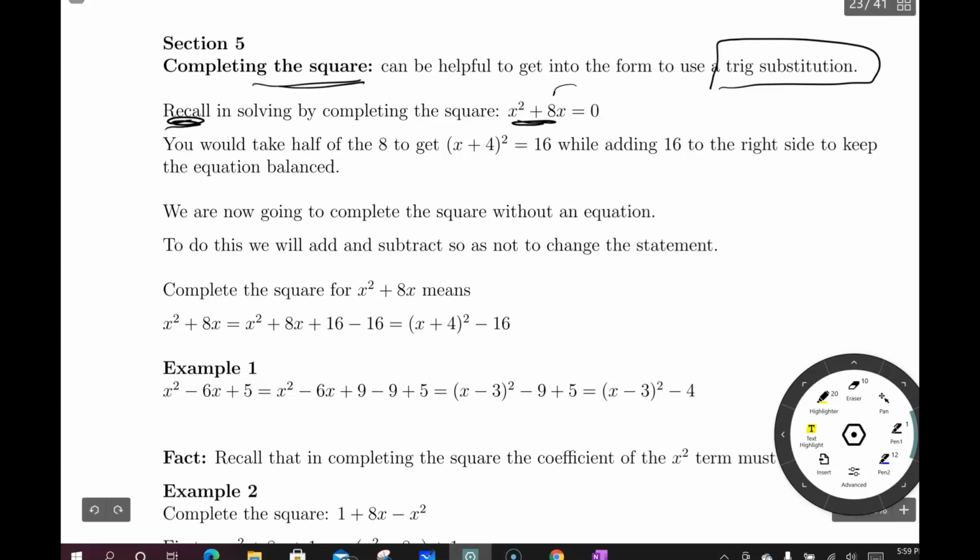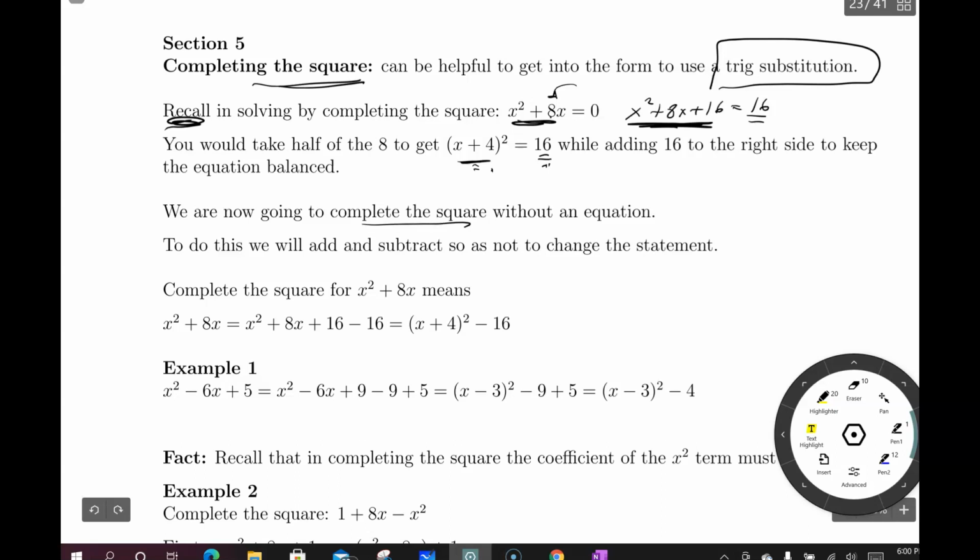So you would take half of your 8, which was 4, and square it and add it to both sides, right? So you would get x squared plus 8x plus 16 equals the 16. So this 16 is over here. This makes a complete square of (x plus 4) squared. Okay, that was when we had an equation when we could add to both sides.